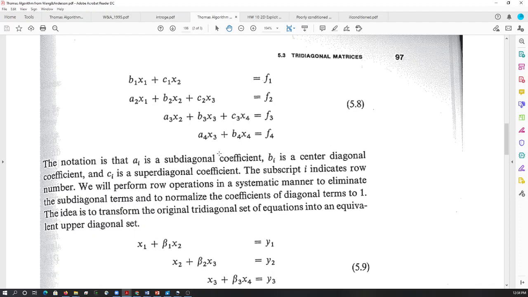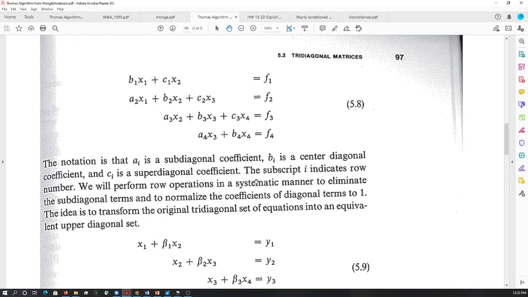What I want you to remember is that A, B, and C are the actual original coefficients in the matrix, and that F was our original set of knowns. Of course, we're solving for the x vector. This is written here, you can read the text and get through it, but I'll run you through it quickly.